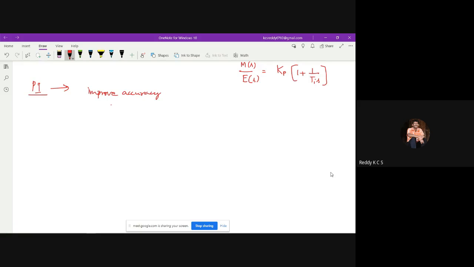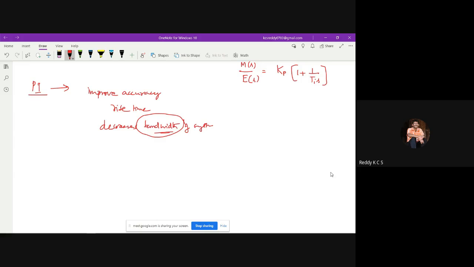It increases the rise time, and the bandwidth of the system also decreases here. Bandwidth, as we discussed in the last class, is a range of frequencies for which the system will give a satisfactory output. A range of frequencies for which the system will give a satisfactory output is called the bandwidth. So it decreases the bandwidth of the system.